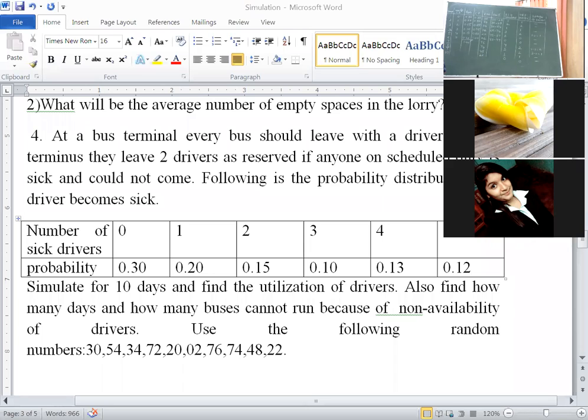Continuation. On 4th and 8th day, one bus cannot run, and on the 7th day, two buses cannot run because of the shortage of drivers, or non-availability of drivers, your wish, because of the shortage of drivers.